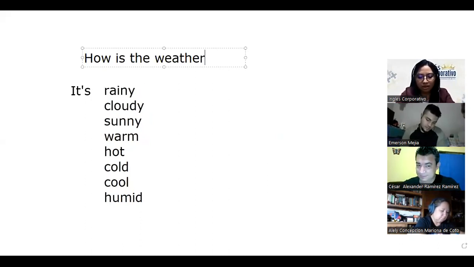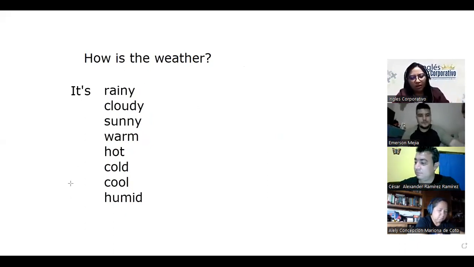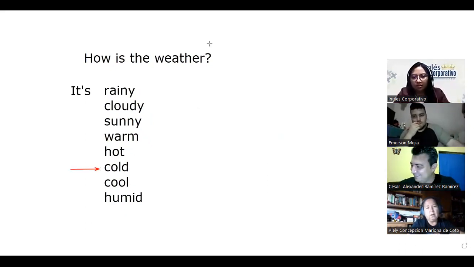Y esas son las respuestas que espero recibir. How is the weather today? No, but today is not cold. Eso es bien raro que lleguemos hasta este punto en El Salvador. Cold. It's very similar to freezing. Most of the time, only Chalatenango, right? In El Pital. But here in El Salvador, you know, it's not cold. It's cool. So how is the weather?